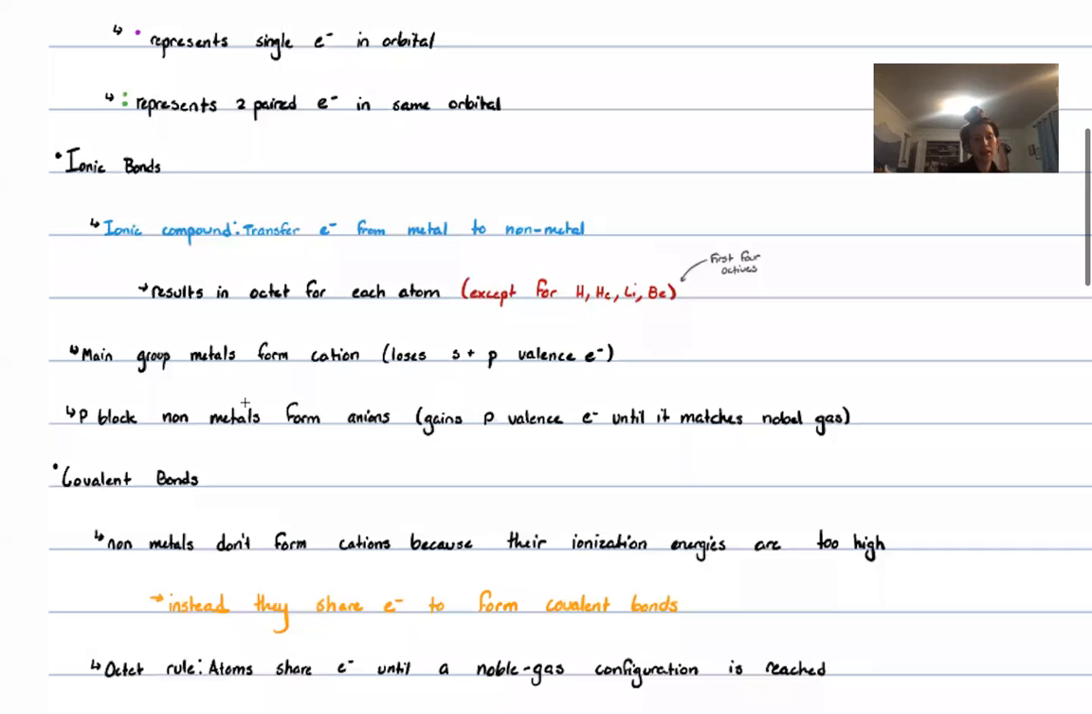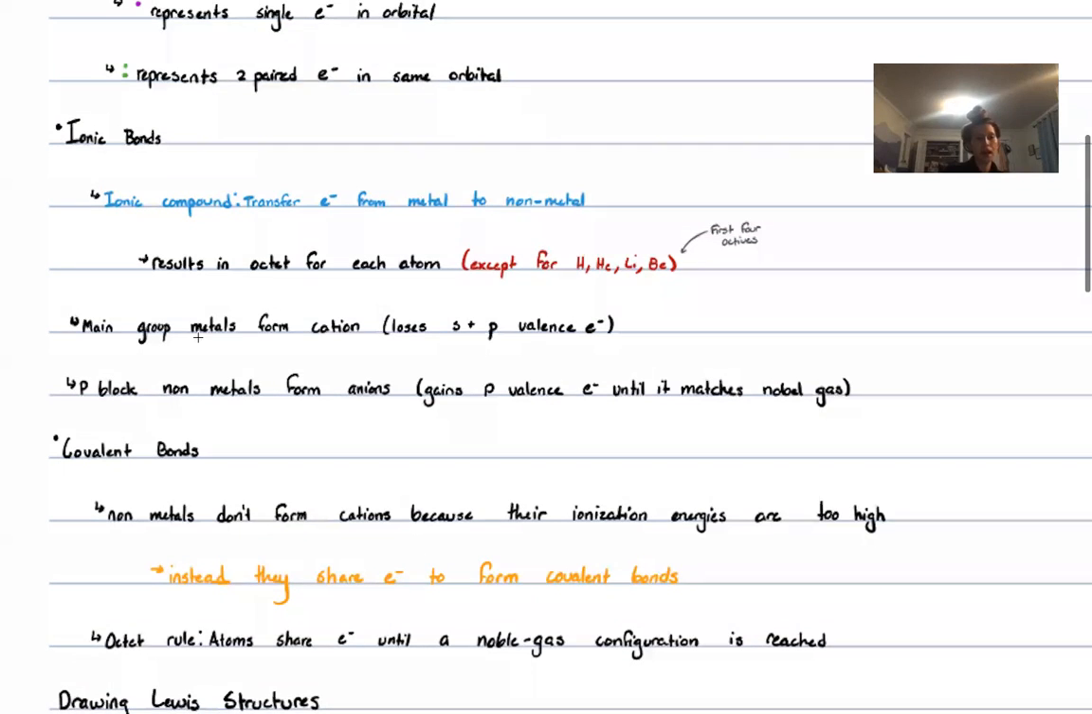And then you have your p block nonmetals, which tend to form anions because they gain valence electrons for their p subshell until they get to their noble gas. So in that case, that would be anything on the right side. That was my bad for saying it earlier, but main group metals tend to be on the left side, like your alkali metals and anything in your helium or hydrogen row, and then p blocks are going to be on your right side.